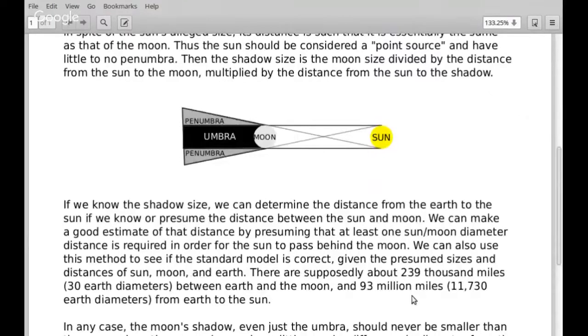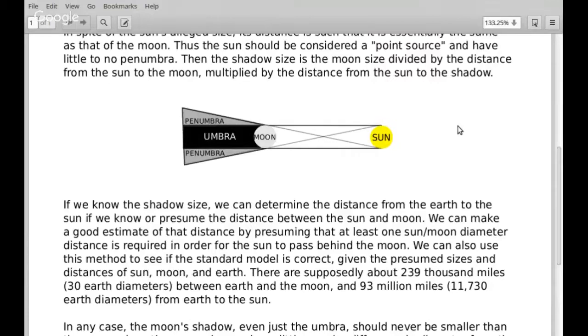Like I said, there's supposedly about 30 Earths between Earth and the moon, and 11,730 Earths between the Earth and the sun. So, a huge distance difference between us and the moon and the sun on the standard model. But it doesn't even matter, because from our perspective, us being at the end of the shadow, where the shadow hits, we don't care how big and far away the sun is. All we care about is its relative size, appearance-wise, to the moon, and how such a light would make a shadow.